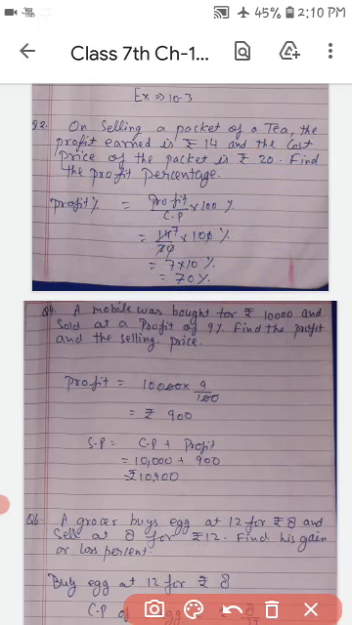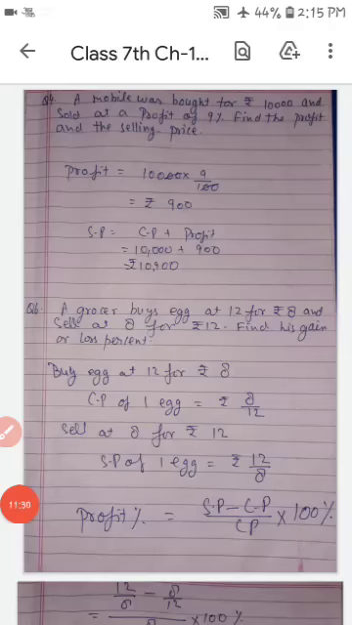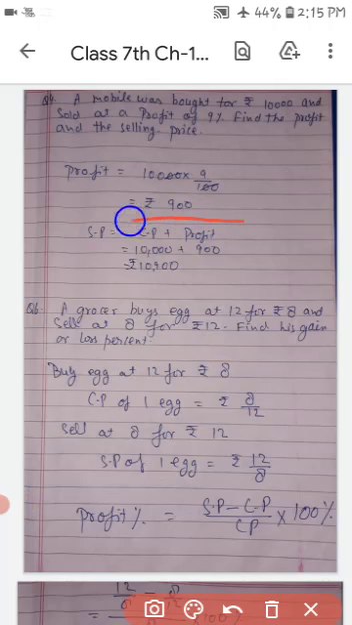Question number 4. A mobile was bought for rupees 10,000 and sold at a profit of 9%. Find the profit and the selling price. Profit is equal to 10,000 into 9 upon 100. Zeros cancel. 9 into 100 is equal to 900. Now selling price is equal to cost price plus profit. 10,000 plus 900 equal to 10,900.